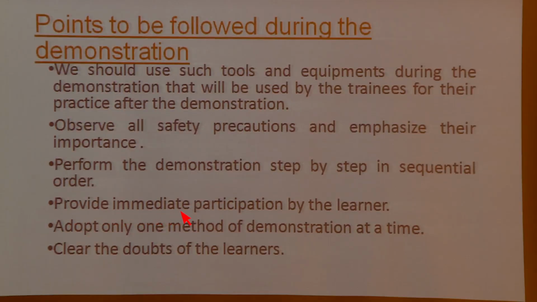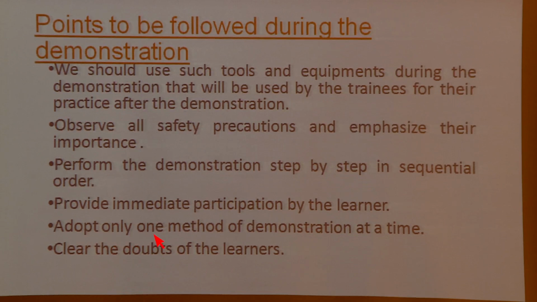Then provide immediate participation by the learner. After demonstrating, we have to immediately tell the trainees to imitate or practice it. Adopt only one method of demonstration at a time. For doing a skill, depending on the trade, there may be different methods of practicing it. So, while explaining, at a time we have to discuss only a single step or a single procedure. If we go for multiple procedures at a time, it creates confusion for the trainees. So, at a time we have to discuss only a single procedure.